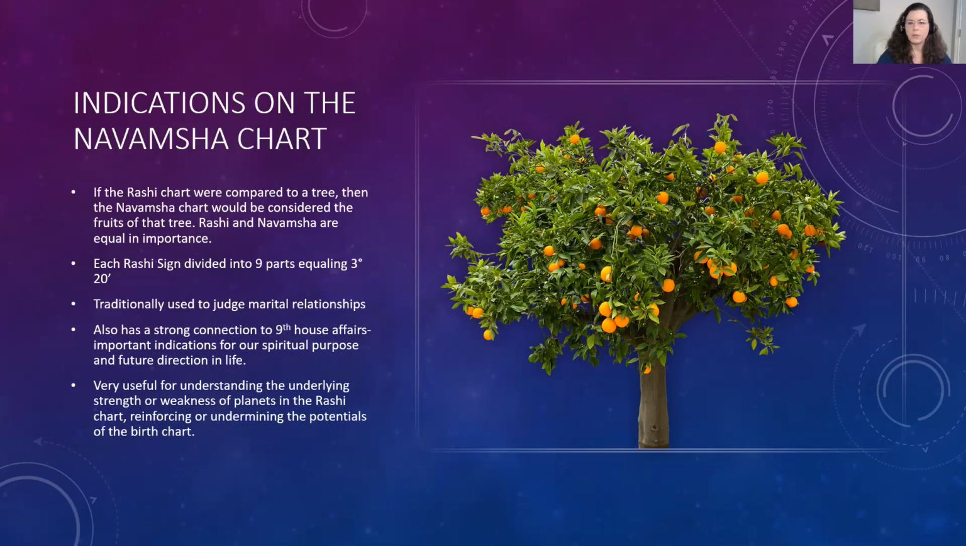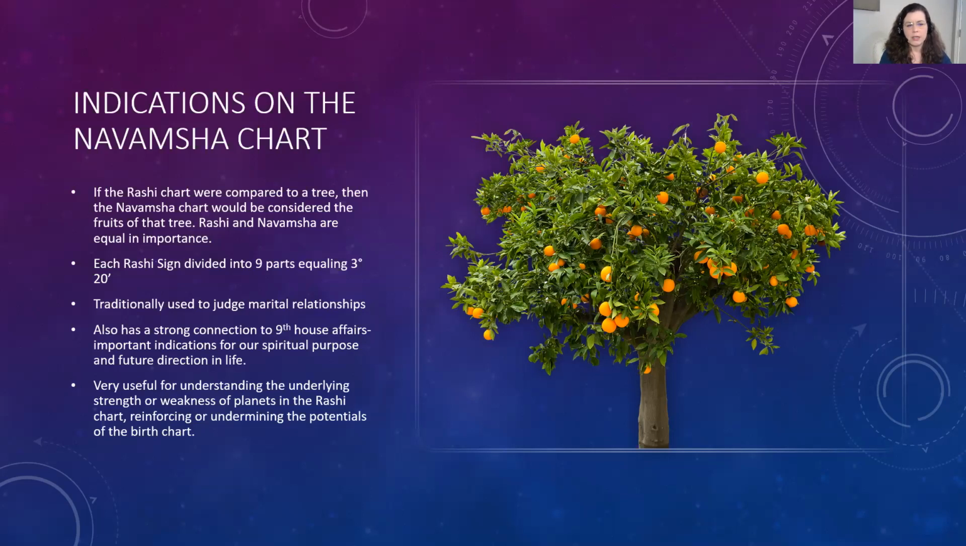So how do we figure out the Navamsha chart? Well, when we look at the Rashi chart, we see that there are 12 signs, and each sign is 30 degrees. So what we would do is take that Rashi sign and divide it into 9 parts, which equal 3 degrees and 20 minutes. And wherever the planet falls within that Navamsha would determine its placement within the D9 chart.